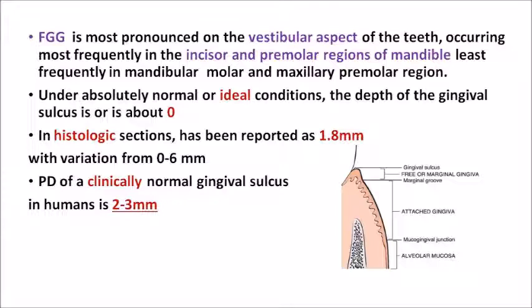Under absolutely normal or ideal, sterile conditions, the depth of the gingival sulcus is 0, or a gingival sulcus does not exist. In histological sections, it is reported to be 1.8 millimeters, and there is a range which varies from 0 to 6 millimeters. But clinically, when we probe a gingival sulcus, what is considered normal? 2 to 3 millimeters is considered normal. This is important. Under ideal condition, it is 0. In histological sections, it is 1.8. But when we probe clinically, we get a depth of 2 to 3 millimeters.